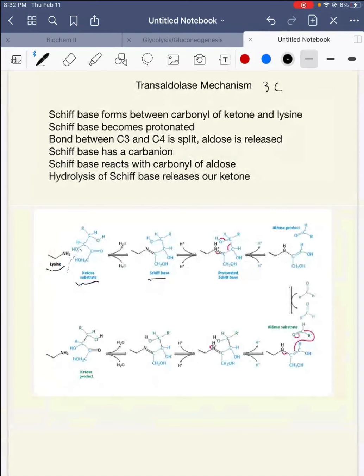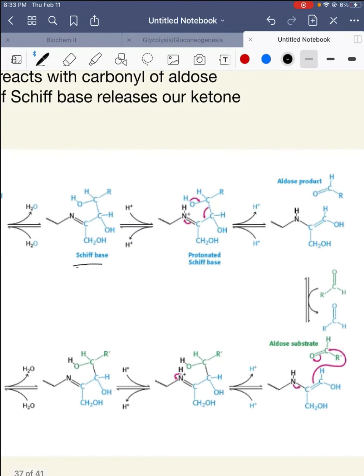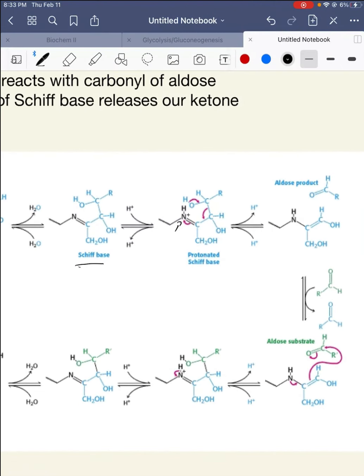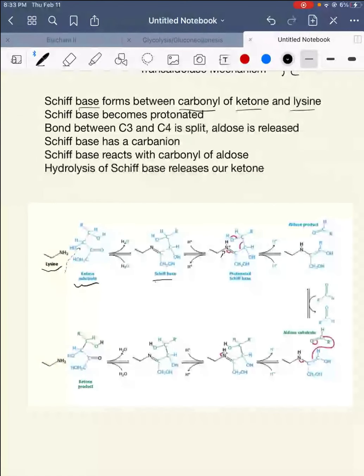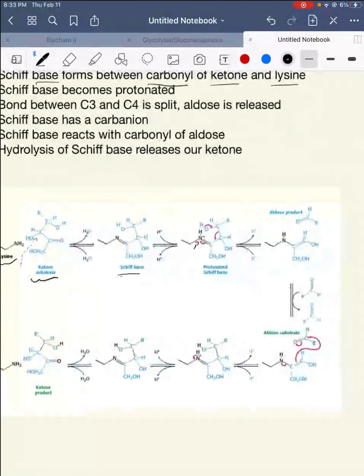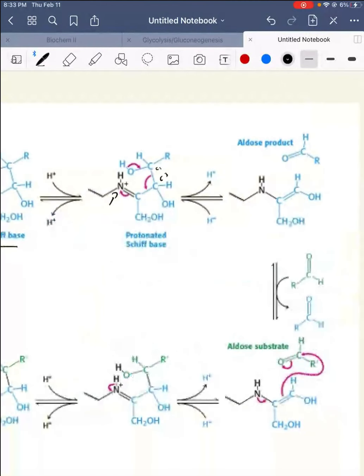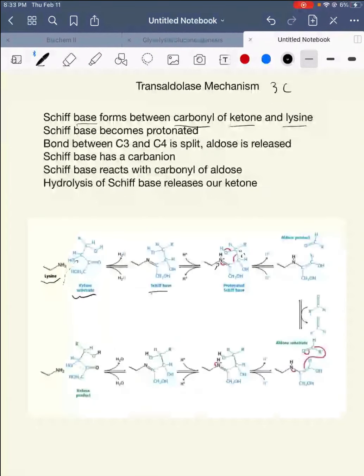So yeah, the Schiff base forms between the carbonyl of a ketone and lysine, and then the Schiff base eventually becomes protonated. So right here, it gets protonated, and then the bond between the C3 and the C4 carbon is split, and then we release an aldose. Not CO2. We release an aldose, and then we have this Schiff base with the lysine and the original ketose substrate that we attacked.